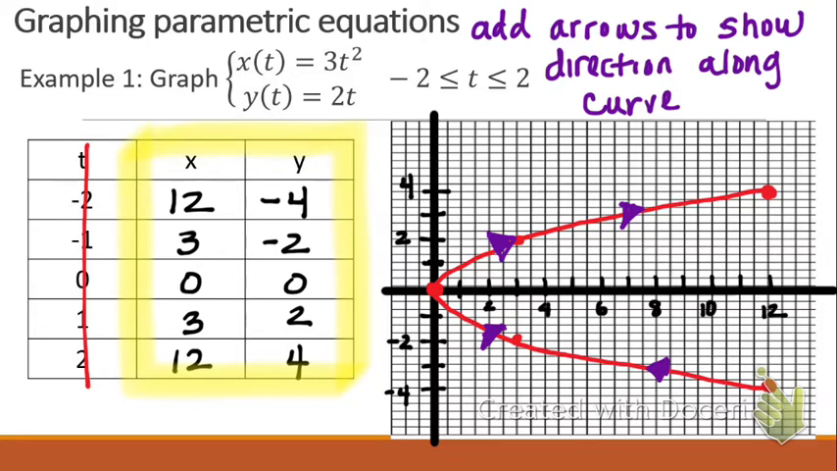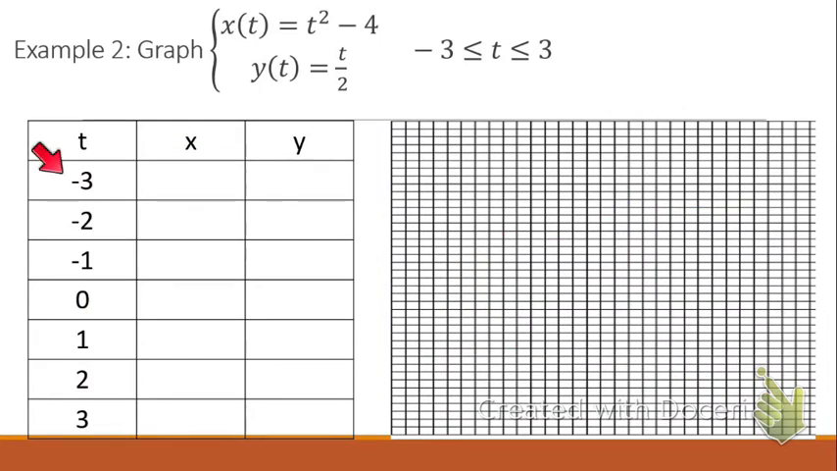So for example 2, we're going from -3 to +3. Go ahead and make your t-chart. So notice that the interval of time, or t, is -3 to 3. So I'm looking for 14 numbers. So take these 7 numbers, substitute it into x, and then take the same 7 numbers and substitute them into y.